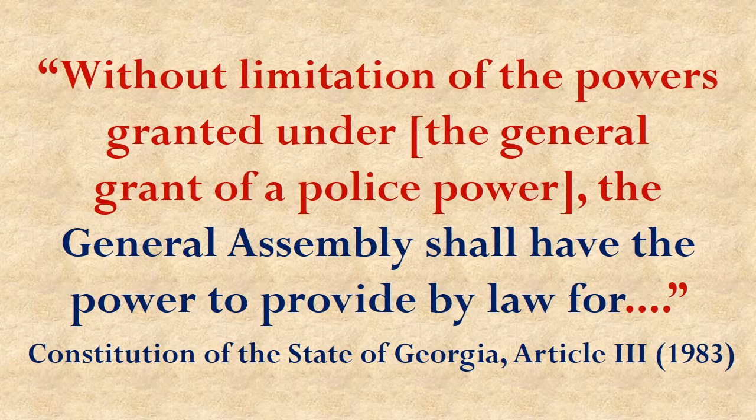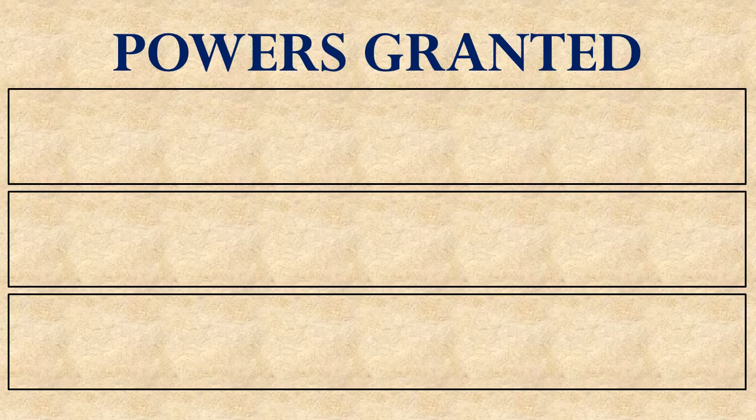So when it talks about these specific powers, it begins with this statement. The Constitution of the state of Georgia says that without limitation of the powers granted, under that general grant of power we already talked about on a previous slide, the General Assembly shall have power to provide by law for, and then it lists a bunch of things. We're just going to look at 3 of those grants of power as examples of them all.